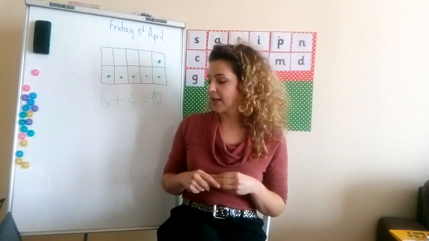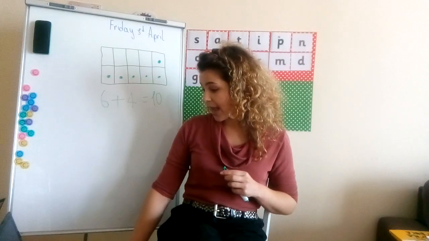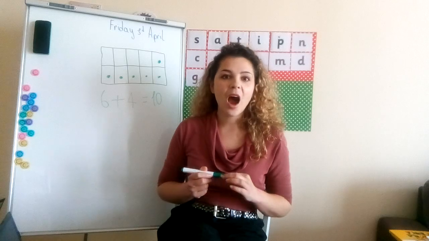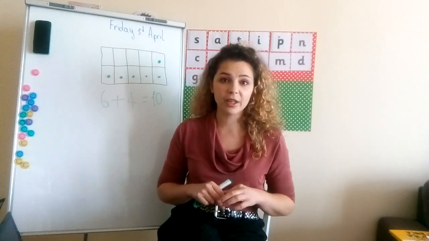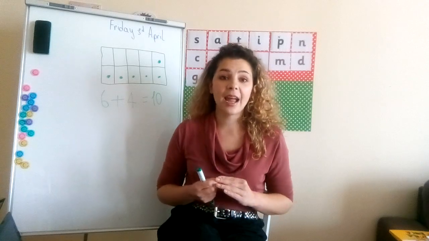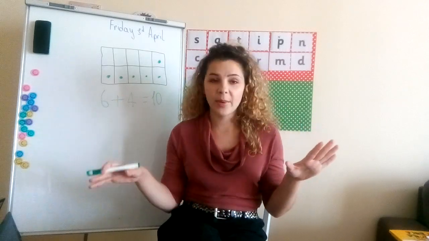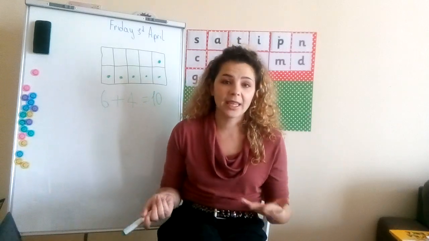So what is your task? You're going to have here, I think, 8 ten frames, okay? All of them have a few squares covered, and the rest are empty. So you need to count how many are covered, how many are empty, and write that down. And in total, you will always have 10.